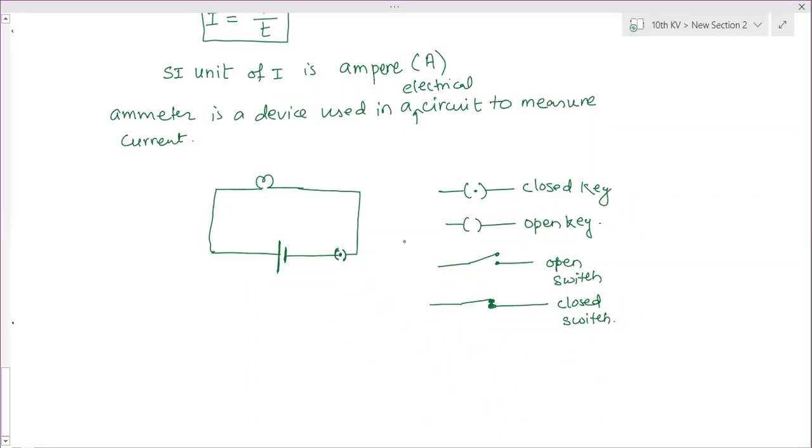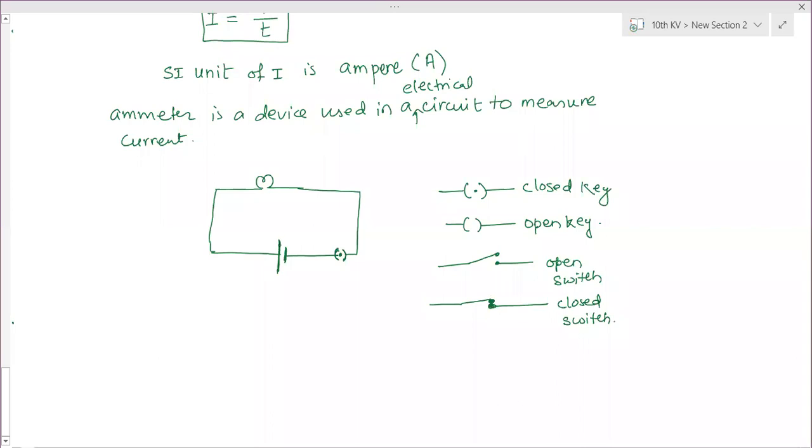A closed key means we have closed it, so the path is complete and the current will flow through this. When it is open, there is a space, so electrons cannot move completely. The path is not complete, so the current won't flow. Open switch, current won't flow. Closed switch, current will flow. It's clear?